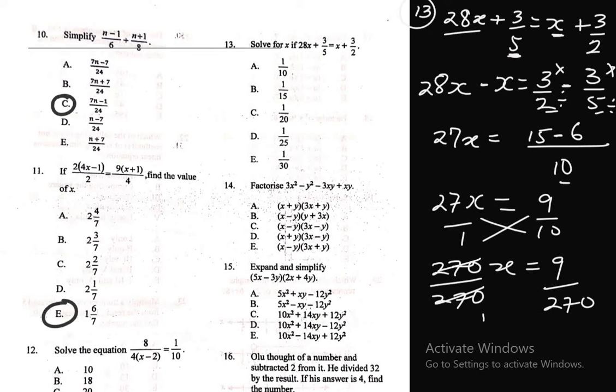270 here 1, 270 here 1. We are doing that to get the value of x. 9 divided by 9 is 1. 9 divided by 270 is 30. So 1 over 30 is the right answer. If you look at the options we have, 1 over 30 is option E. Alright, let's go to question 14.